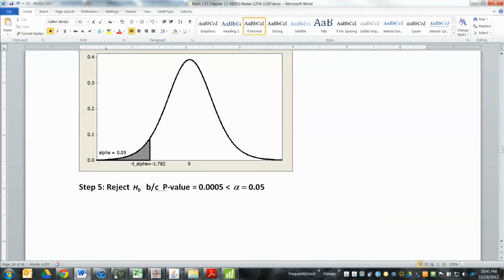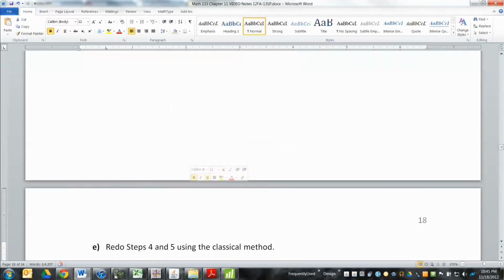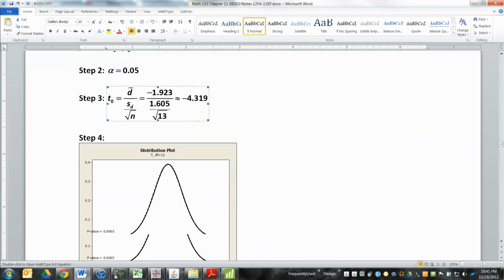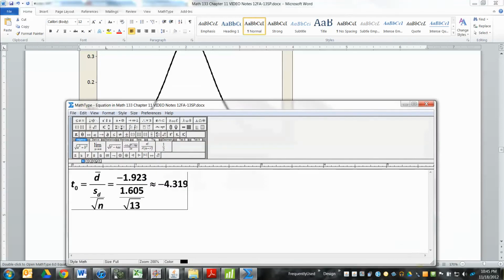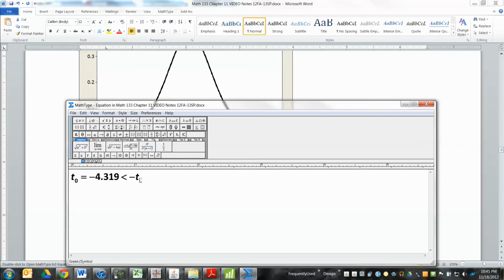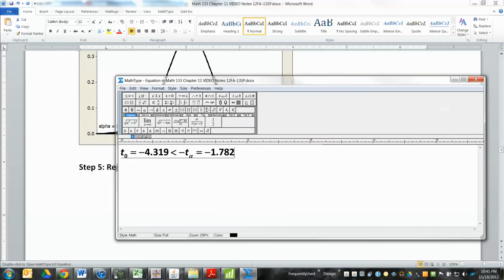So we reject because our test statistic, which is this guy right here, t0, was negative 4.139, which was less than that negative t alpha, which was negative 1.782. I think that's what it was. Yep, that's what it was.